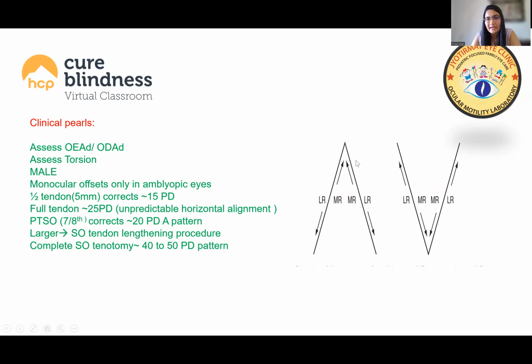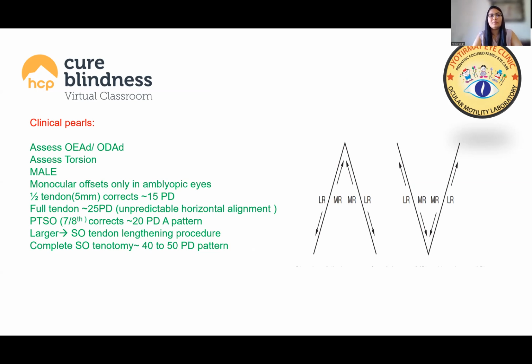So in an A pattern strabismus, put the medial recti up, lateral recti down, and in a V pattern strabismus, medial rectus towards the apex, downwards, and the lateral rectus towards the empty space, that means upwards. So easy way to treat these patients.